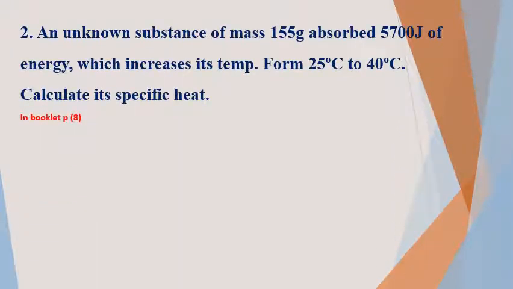This is another example in your booklet, page 8. An unknown substance of mass 155 gram absorbed 5,700 joule of energy, which increases its temperature from 25 Celsius degree to 40 Celsius degree. Calculate its specific heat. Pay attention here. I have T final and T initial, the final temperature and initial temperature, so we must subtract them to calculate the change in temperature.